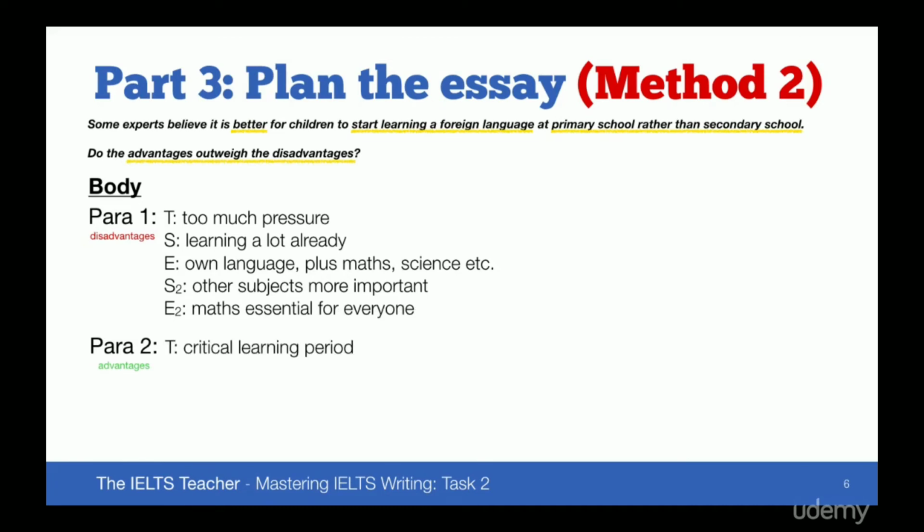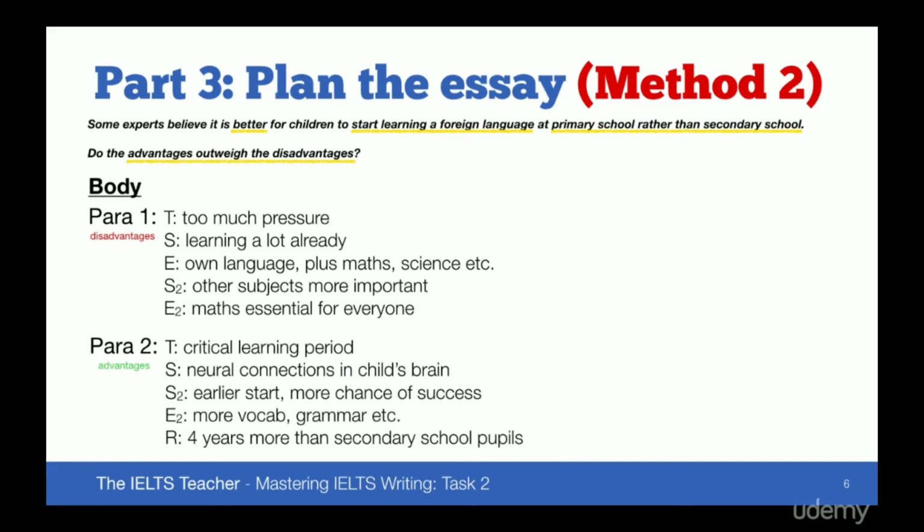Same down below in the second body paragraph. T, S, S2, E2 and R, which stands for result. What is the result? Essentially what we want though is about 5 sentences for each body paragraph. As I said, when we get to the Coherence and Cohesion section, we'll be able to look at this in a bit more detail. Today, just showing you the basic steps involved in planning your essay.